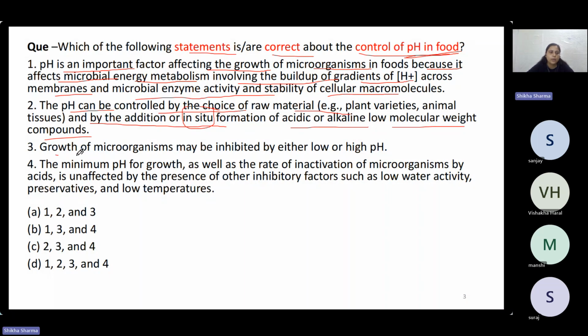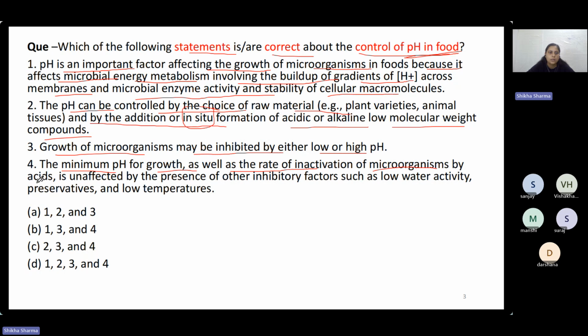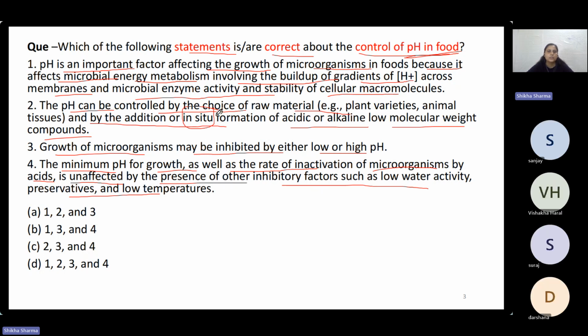Third, growth of microorganisms may be inhibited by either low or high pH. Fourth statement says minimum pH for growth as well as the rate of inactivation of the microorganisms by acid is unaffected by the presence of other inhibitory factors such as low water activity, preservatives, and low temperature. So which statement is correct?